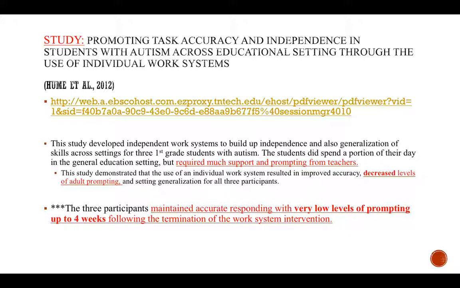Having everything just visually laid out for them, but not having someone stand over and do hand over hand or walk them through each step, is something we all are kind of guilty of doing because it's easier, or maybe we still feel like the child needs that. And the 3 participants maintained accurate responding with very low levels of prompting up to 4 weeks following the termination of the work system intervention. Very cool article.